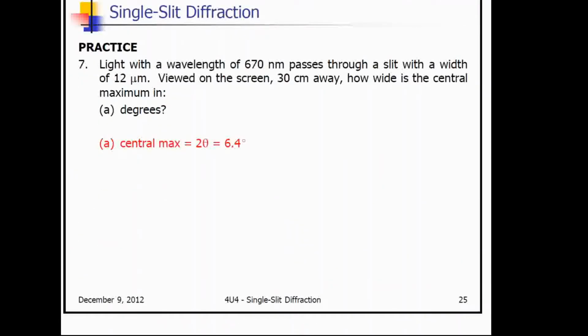Here it says light with a wavelength of 670 nanometers passes through a slit with a width of 12 micrometers. Viewed on a screen 30 centimeters away, how wide is the central maximum in degrees? So we're basically trying to figure out the angle to the tip of the central maximum and the angle to the other tip of the central maximum. So this is a little bit of a different question. In order to find this, we need to find out what the angle to the first minimum is.